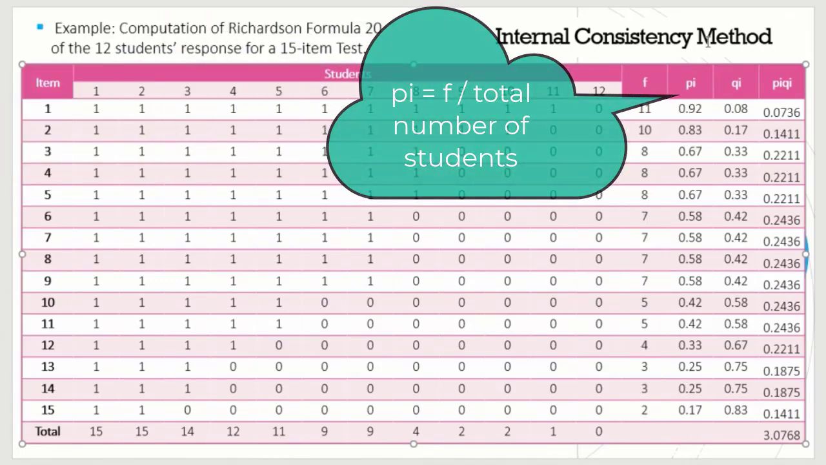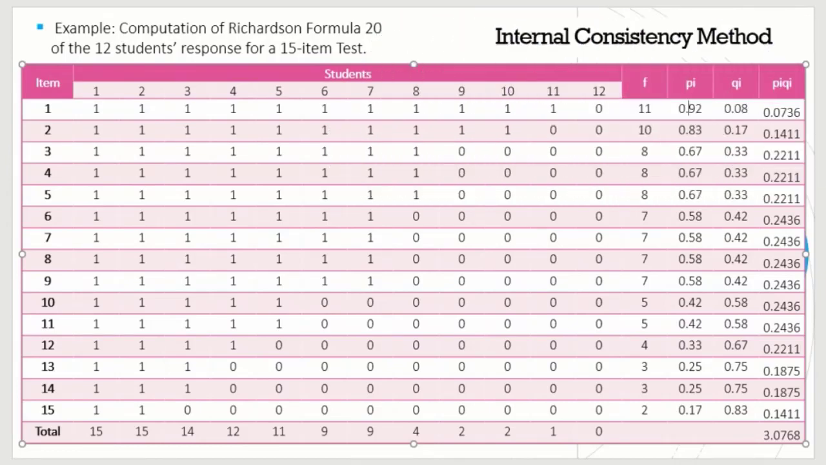Now, for PI, ang PI naman is, let me get my calculator. So, ang PI will be, okay, frequency divided by total number of the students. Okay, sorry. Anyway, so ang PI is, how do you get PI again? PI is frequency divided by total number of students. So for this one, 11 divided by 12 is 0.916667, which is 0.92. Okay, so ano to, itong mga nakalagay dito is already rounded up.